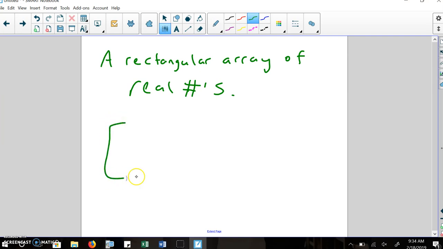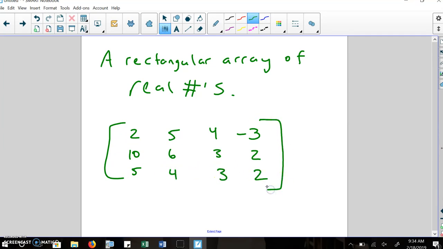So an example of a matrix might look something like this. Across the top here we could have something like 2, 5, 4, -3, and then in our second row we might have something like 10, 6, 3, 2, and then in our last row we might have something like 5, 4, 3, and 2. Okay, so this is an example of a matrix.